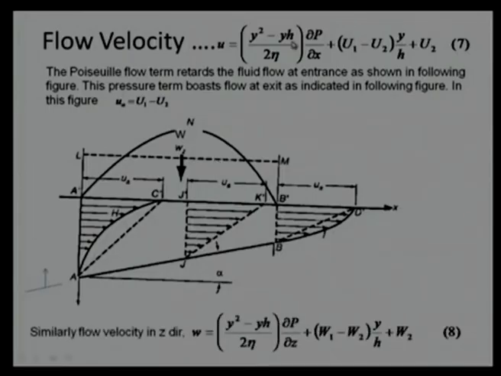The same expression we have derived in the x direction can be derived for the z direction. It is almost the same treatment: there is a pressure gradient in the x direction, here a pressure gradient in the z direction. So, y square remains the same, h remains the same, 2 eta remains the same. Here the velocity terms are coming: the velocity in the x direction, and here the velocity in the z direction, that is, the velocity of the lower plate in the x direction and in the z direction. So, we now have the velocity term in terms of the pressure.